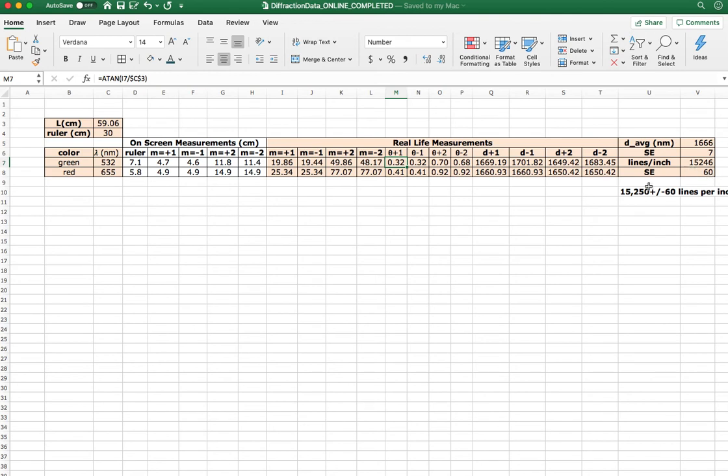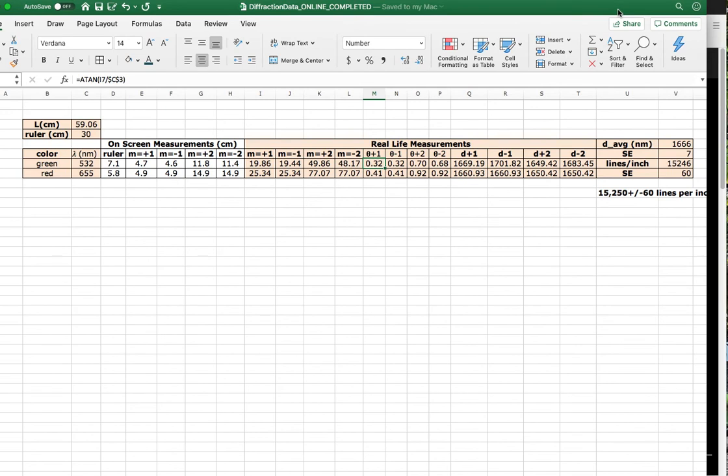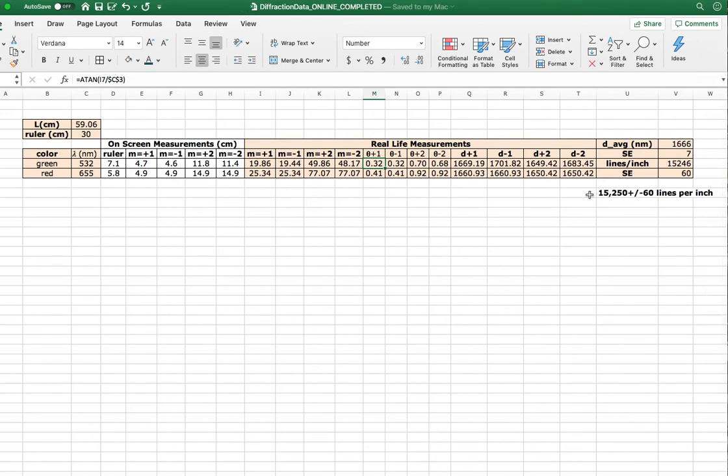And so our final answer for what this diffraction grating is, I think I'll bring it so it's on the screen here. So the final answer is that this diffraction grating by our measurements is 15,250 plus or minus 60 lines per inch. Now on the diffraction grating itself, it says 15,000 lines per inch. So we're in pretty good agreement with what its manufactured label says.